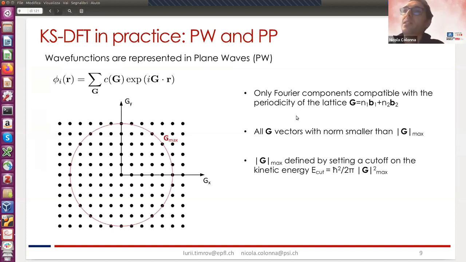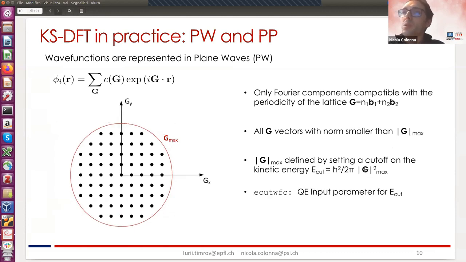What is typically done is that you take all the G vectors that have modulus lower than a given value, G max. This is typically done in Quantum Espresso by setting a cutoff for the kinetic energy. Essentially, the kinetic energy cutoff is simply related to the modulus of this G max. In Quantum Espresso, you specify this value with ecutwfc, which is an input parameter. This really specifies the number of G vectors you want to include in your calculation. Of course, this is a convergence parameter. You need to increase it until you converge the property of interest, and we'll see how to do that.